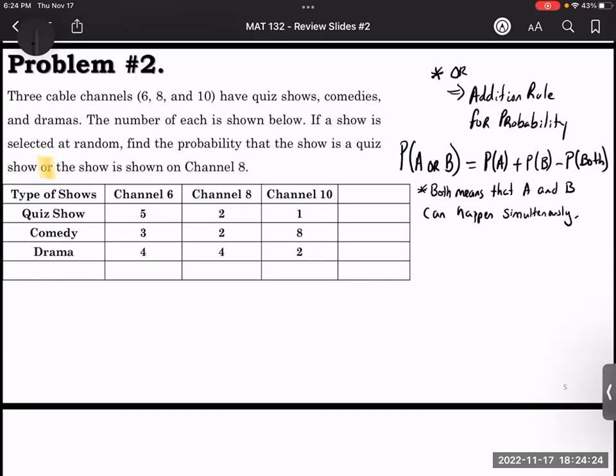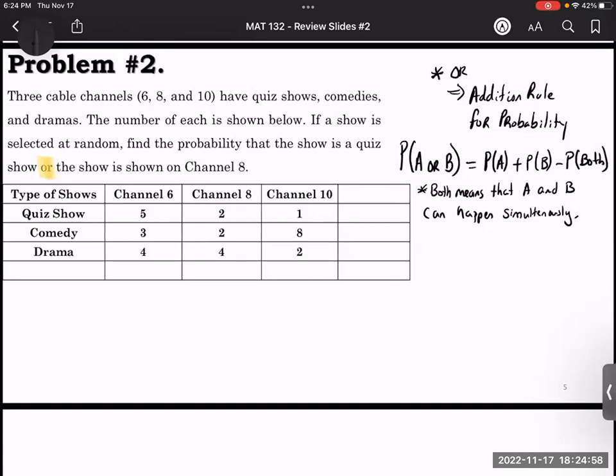All right, so this particular problem, you're given what we call a two-way table. Why is it called a two-way table? It's because the data that was obtained is split into two variables, right? You can think of it as the type of shows, like their genre, quiz show, comedy, or drama. That's a separate variable from the channel numbers, channel 6, 8, and 10, right? Those are all different channels.